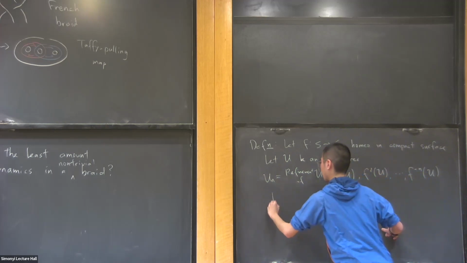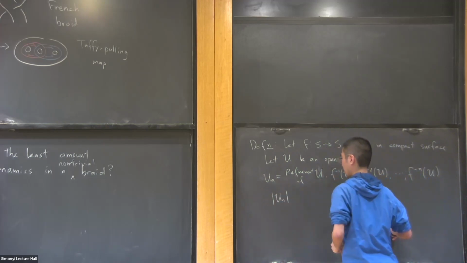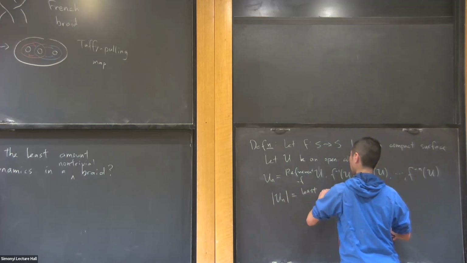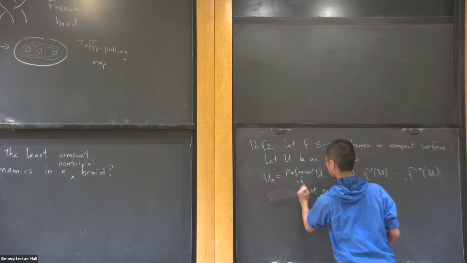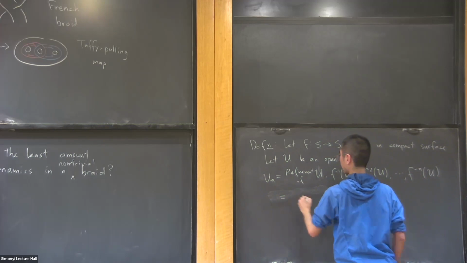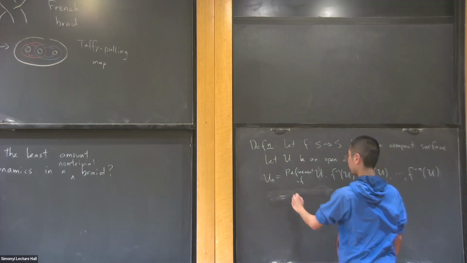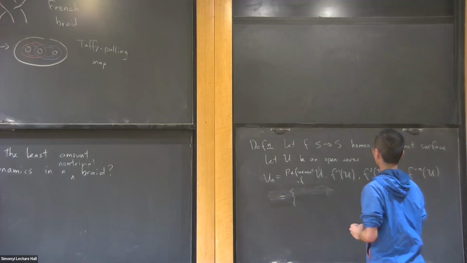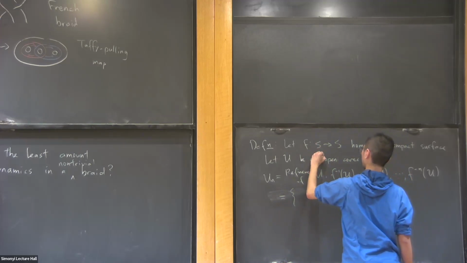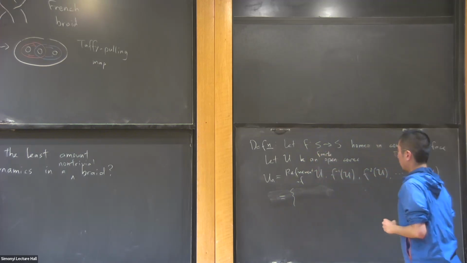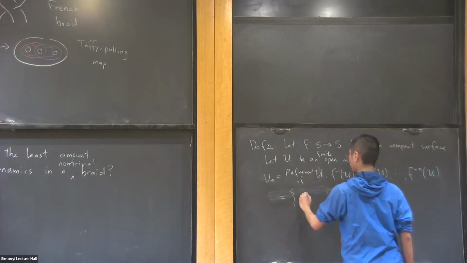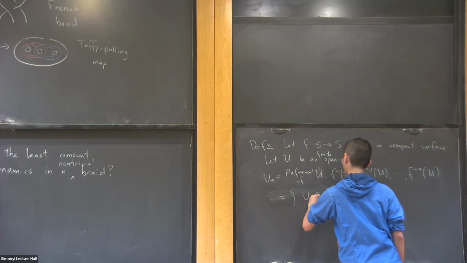I'm going to denote this by these. Oh, maybe I should say what refinement actually means. So precisely, refinement means that this U_N, is it arbitrary or finite? Oh, right, sorry, finite. Okay. So this U_N is going to be another finite open cover, and its elements are going to be of this form.